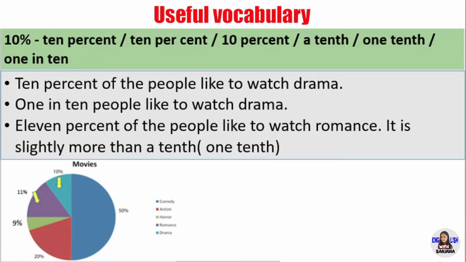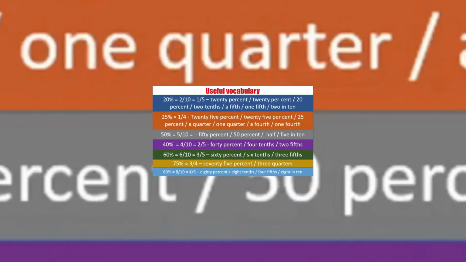10% of the people like to watch drama. 1 in 10 people like to watch drama. 11% of the people like to watch romance. It is slightly more than a tenth.